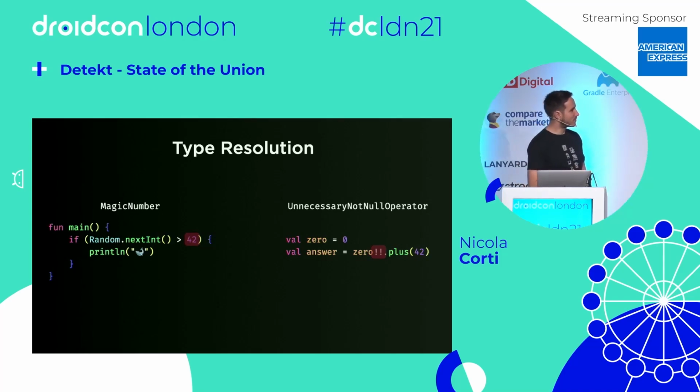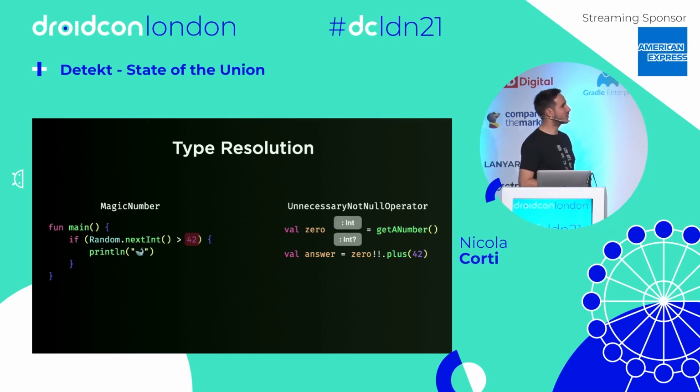While the rule over here needs a little bit more power, it needs to know type information. So in this case, if instead of having 0, I have a function called getANumber, what's the type of it now? Well, it depends at this point, because it can be either Int or nullable Int. But by reading this code, it can be anything, I mean, if this code compiles, it can be any type that has a plus function. And Detekt is not able to tell you if this double bang is valid or not.